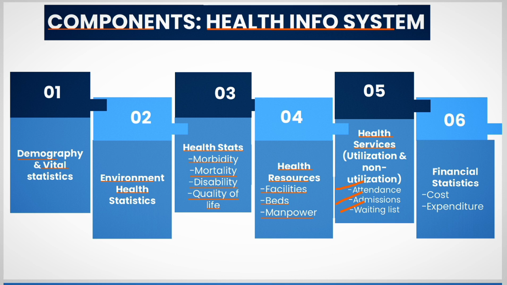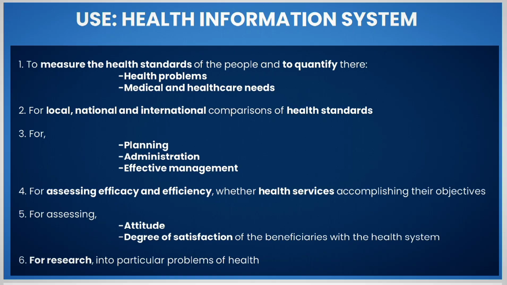Lastly, the health information system also includes the financial component, which includes the cost as well as the expenditure. What is the cost of treatment in any health facility? What are the various expenditures in any health facilities? So there are 6 components of any health information system.